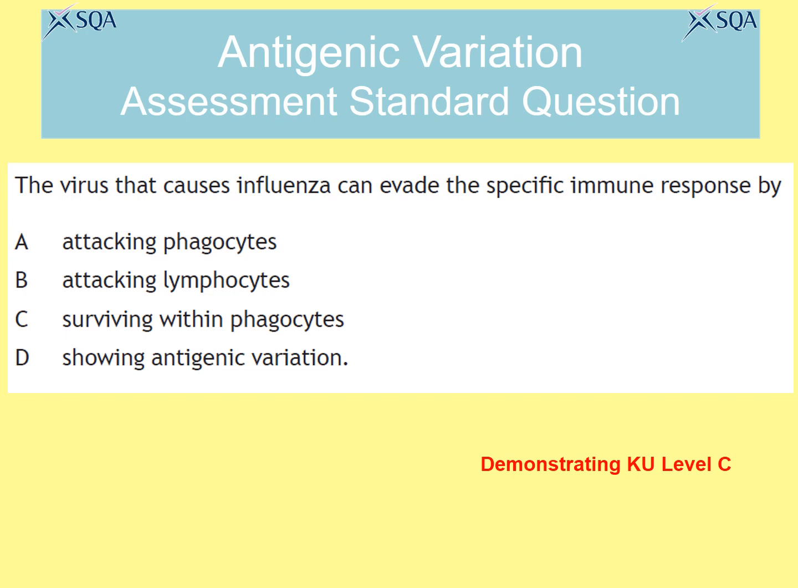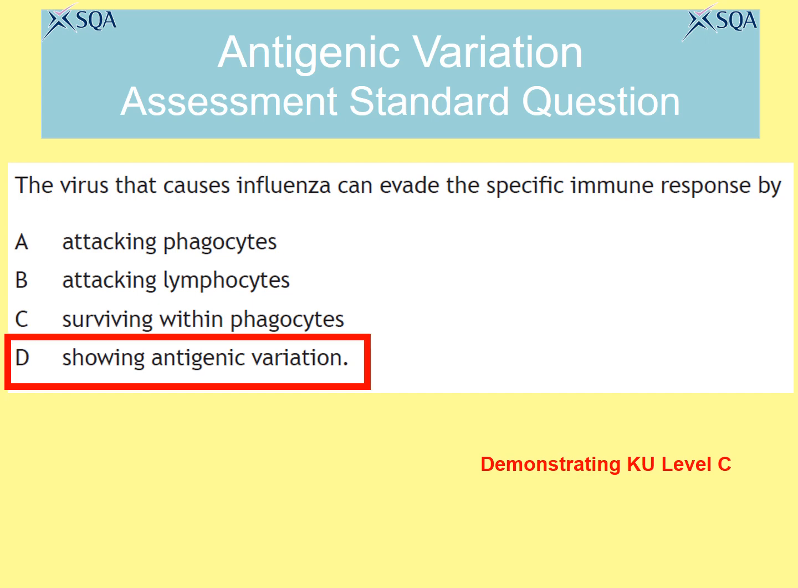Here we have an assessment standards question on antigenic variation. The virus that causes influenza can evade the specific immune response by what? A, B, C or D? The correct answer is D, by showing antigenic variation.